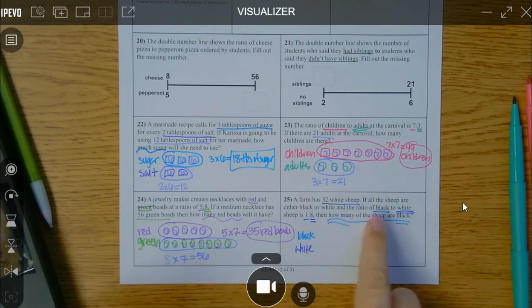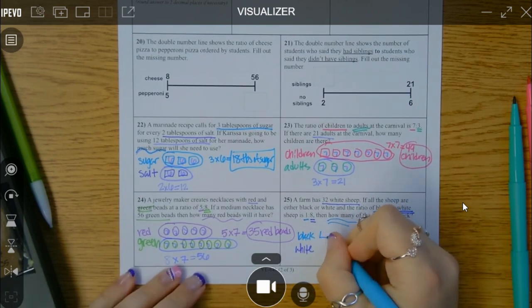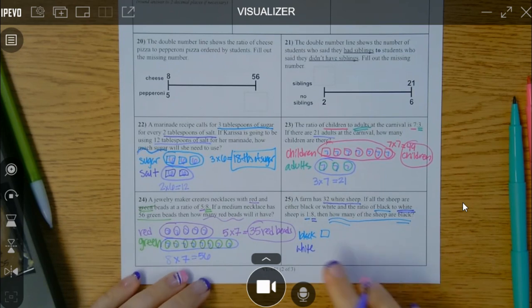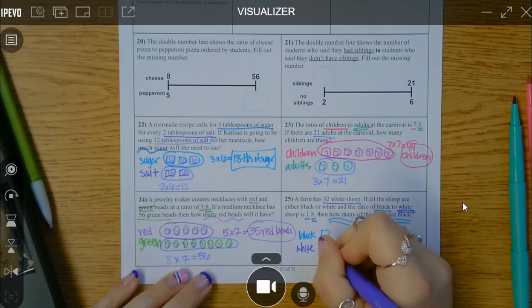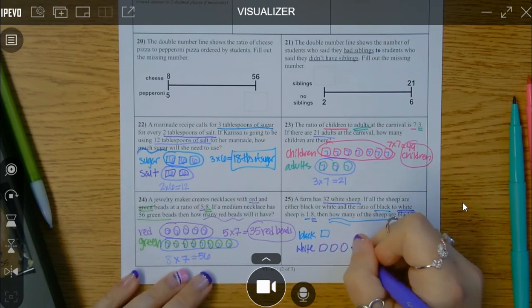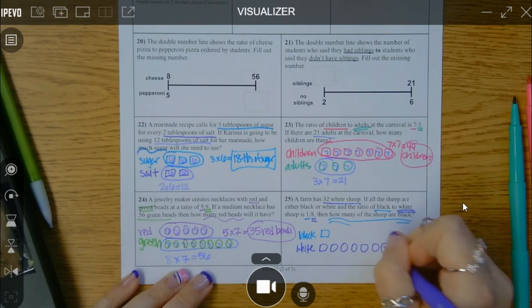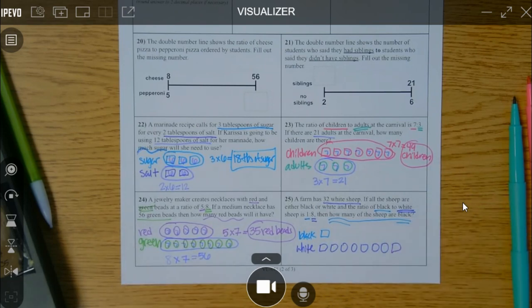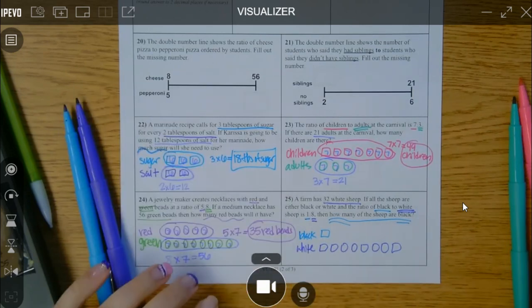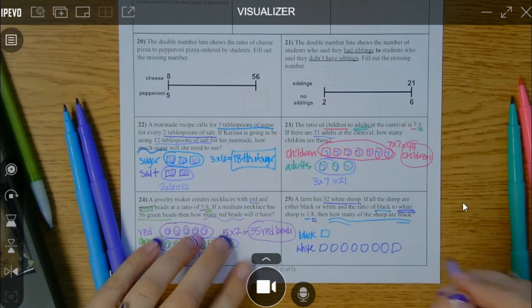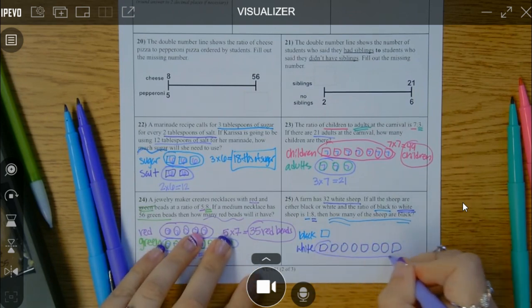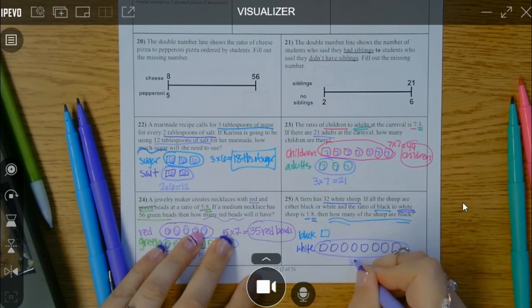And for every 1 black, so 1 box for black, there's how many white? Yeah, 8 white. So how many boxes? 1, 2, 3, 4, 5, 6, 7, and yes, 8. Okay. Then they told me there's 32 white sheep. So 32 is representing what? The number of white sheep. So where are the boxes representing white sheep? Right here. So those are equal to 32.